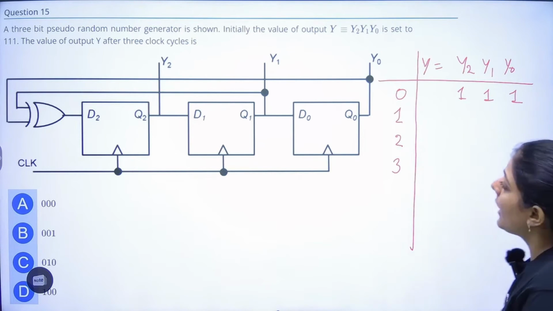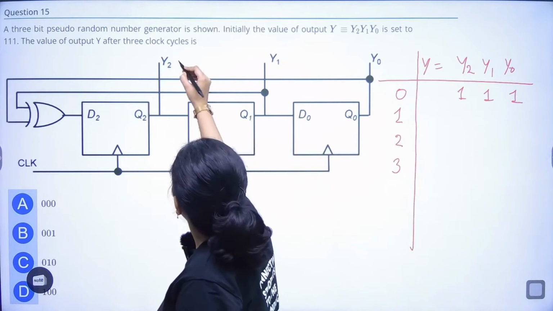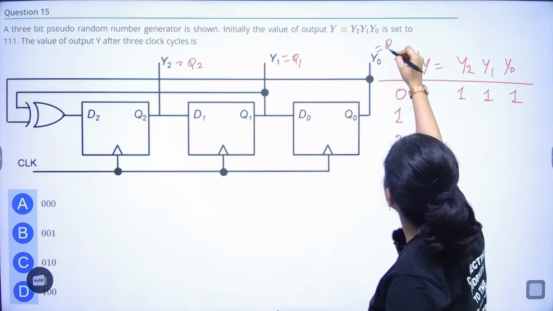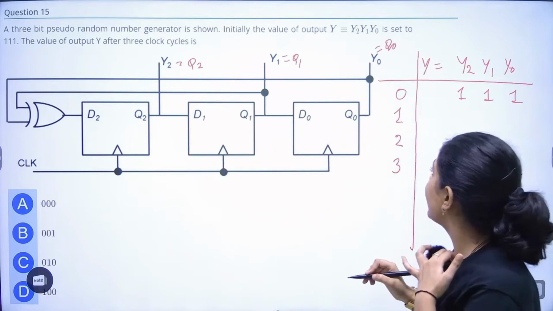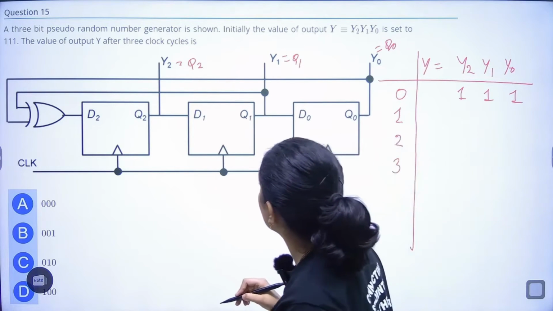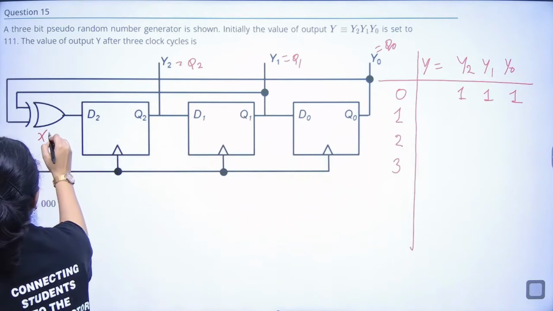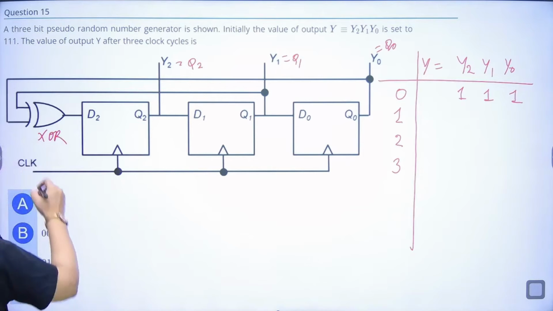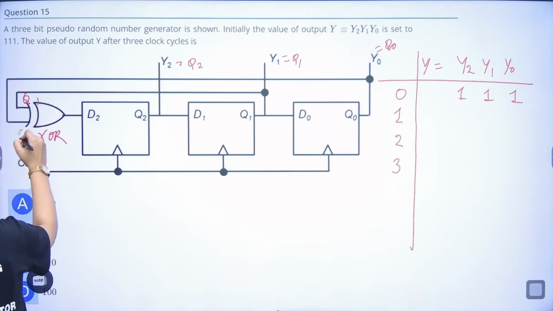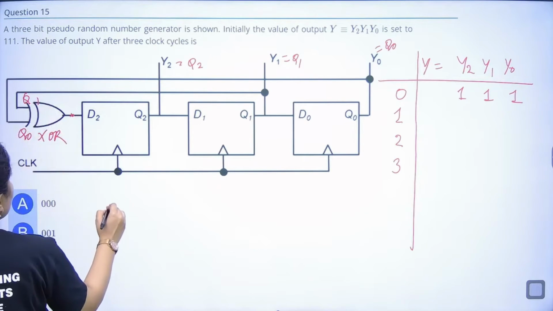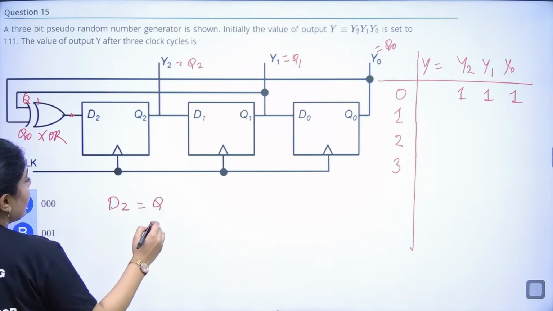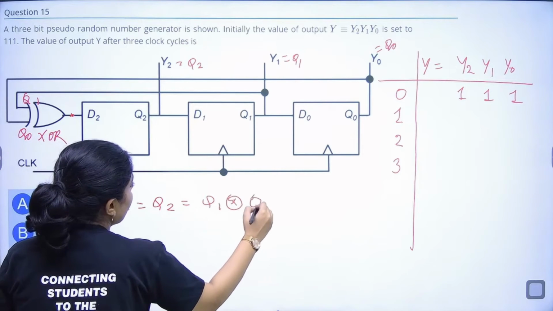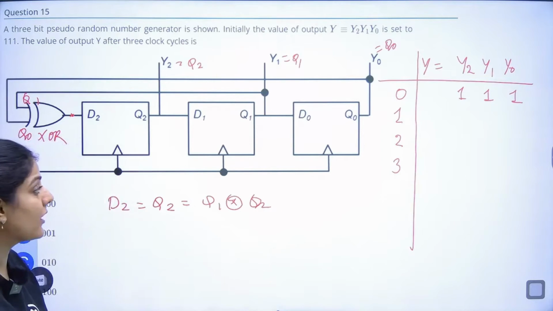So here Y1 is equal to Q2, Y2 is equal to Q1, and Y0 is equal to Q0. How are we deriving these values of Q0, Q1 and Q2? This is an XOR gate, and the XOR is happening in between Q0 and Q1. So this is Q1 and this is Q0, and D2, or you can say Q2, is equal to Q1 XOR Q0. So this is how we will be deriving our values.